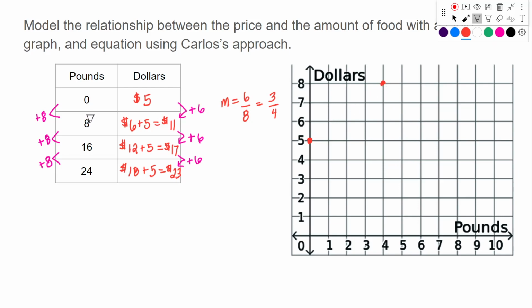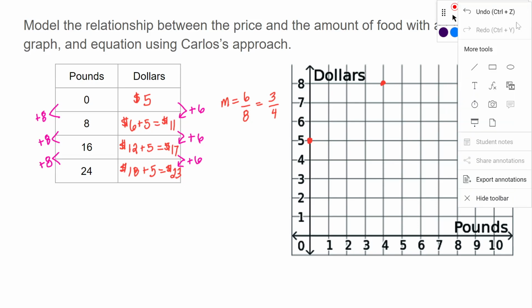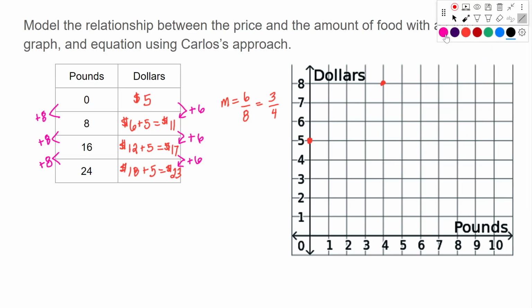And if we think about that, if I do 4 pounds, I should have half the cost, so that should be an increase of 3 for a total of $8. And I'm going to draw my line through there. So this is my line. Now let's write our function.